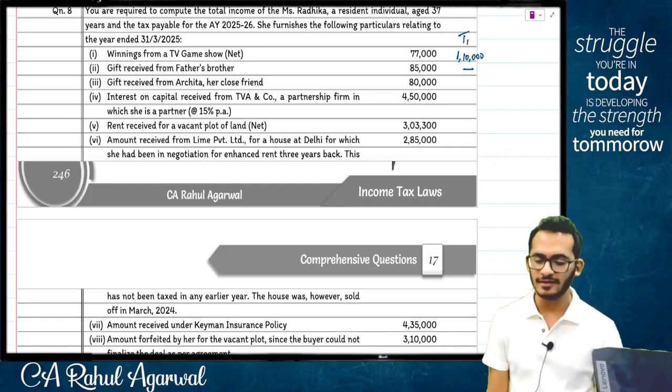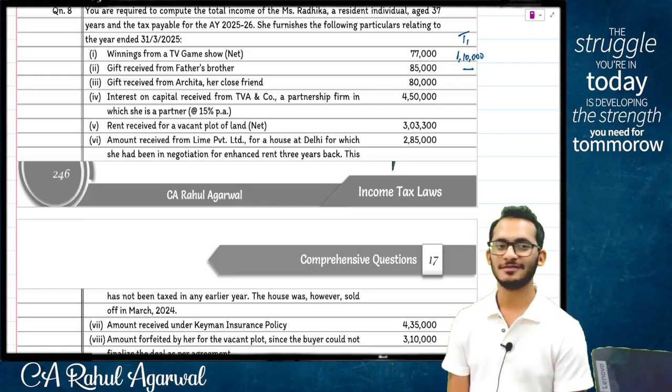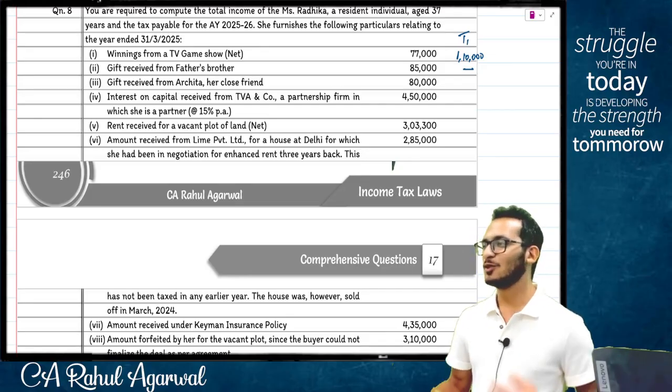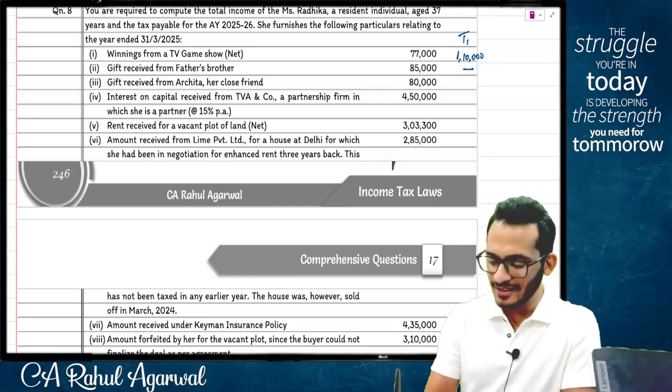Gift received from Archita, her close friend, 80,000. Close friend. Sister from another mother. Archita is always the one who cheats, I'm telling you.